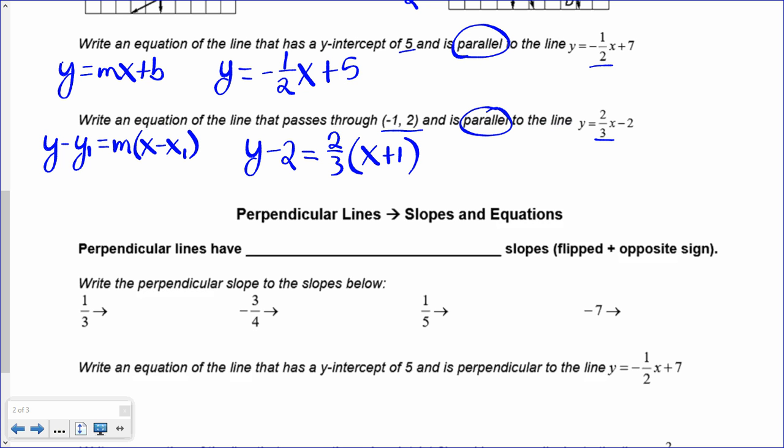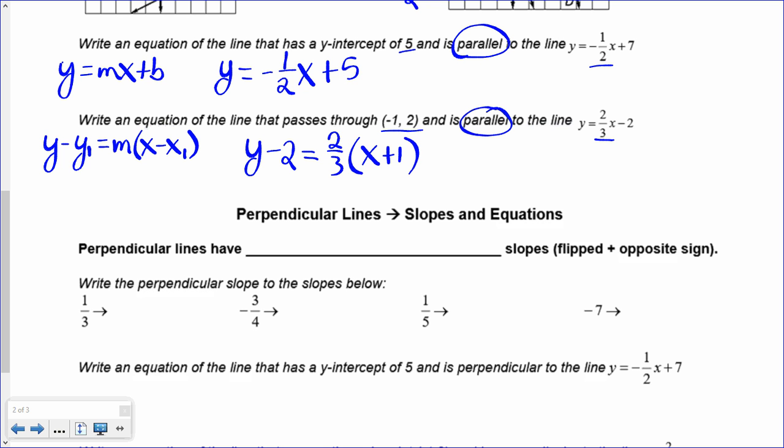So 2 different types, just need to read the question and the information provided to know which form to use, and you just start plugging stuff in. Oh, we're not putting it into slope-intercept? No, unless the directions tell you to. If they just tell you to write the equation, you can just leave it like this. If they give you a point and a slope, and then they specifically say write it in slope-intercept form, then you'd have to do more. You'd have to distribute the 2/3, add the 2, but the directions didn't say to use slope-intercept.